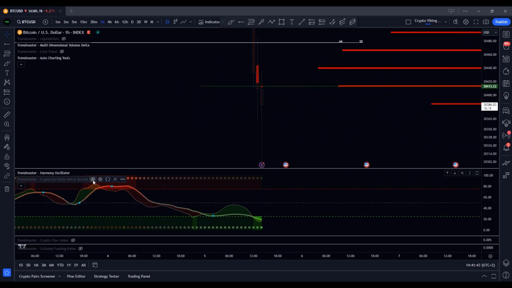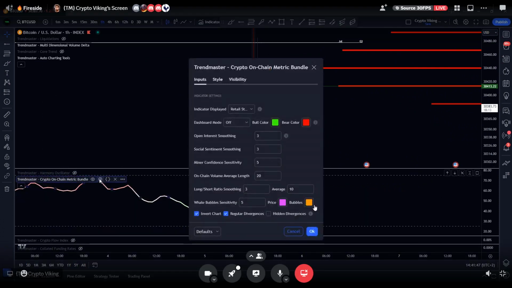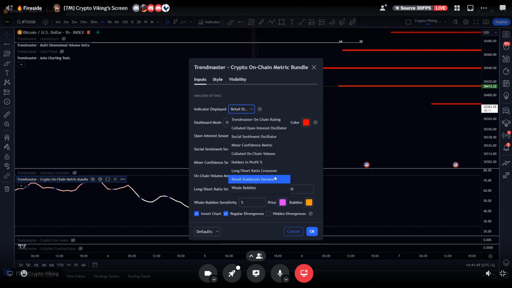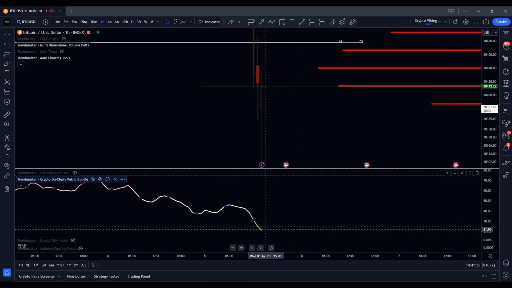What's some other stuff we can use? The on-chain metric bundle. This thing is great, and my favorite thing. I will always say this. I have retail stablecoin demand, and I have it on with regular divergences, and I invert it because I want to see when there's very high demand.